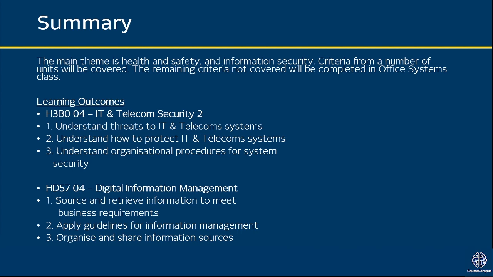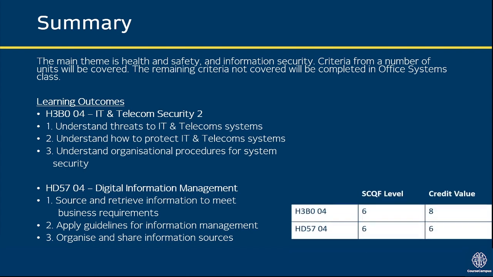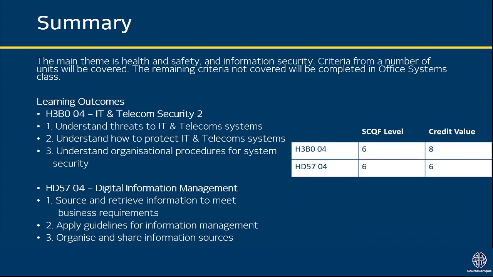The second unit that we're going to look at is HD5704, Digital Information Management. 3 learning outcomes for that unit. The first is source information to meet business requirements. Outcome 2 is apply the guidelines for information management, and outcome 3 is organise and share information sources. The first unit, IT Security 2, is SCQF Level 6, and there are 8 credits for that unit. It's quite a big unit. The Digital Information Management unit is SCQF Level 6, and there are 6 credit values for that unit.